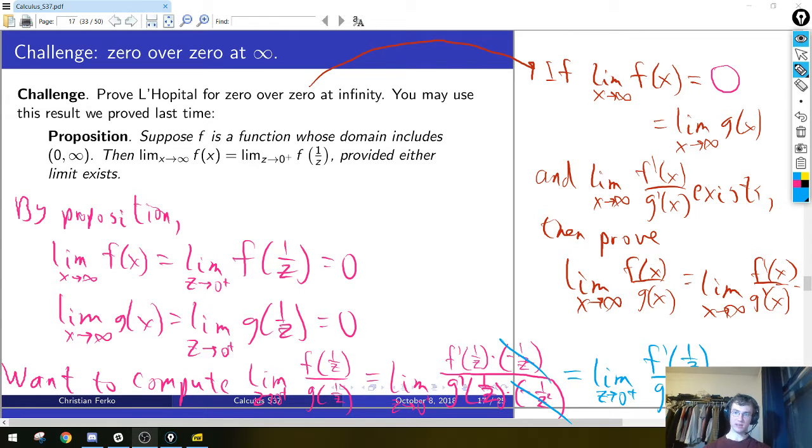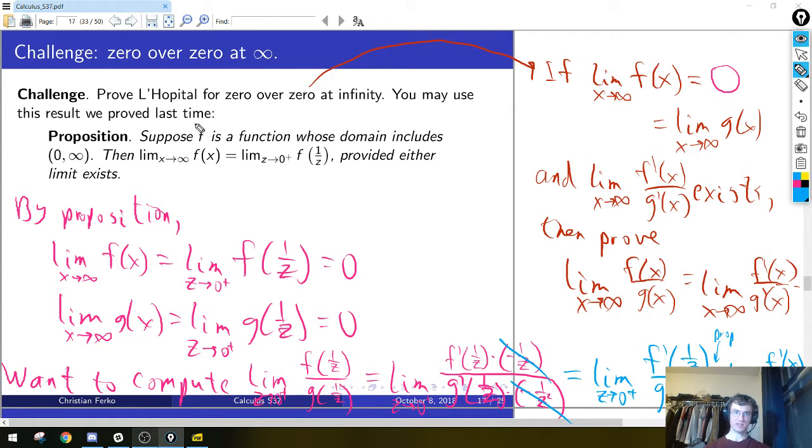And now I think we're almost done, because we can convert this back into a statement about x's. What is this in terms of x's? I believe if we convert this back to x's, this is identical to the limit of f prime of x over g prime of x as x goes to infinity. Good, perfect. So this step is just another application of the proposition.